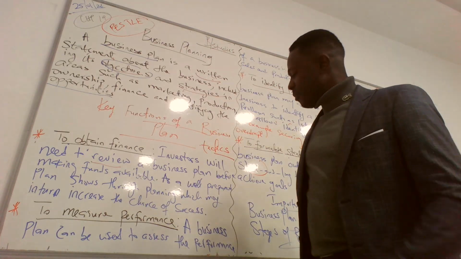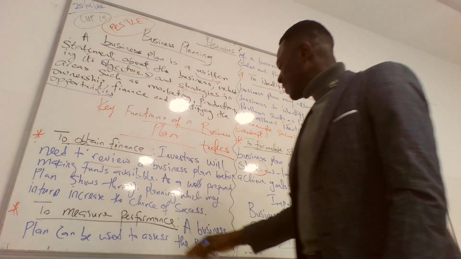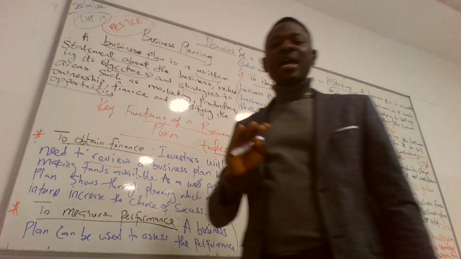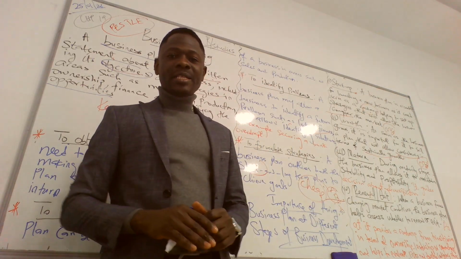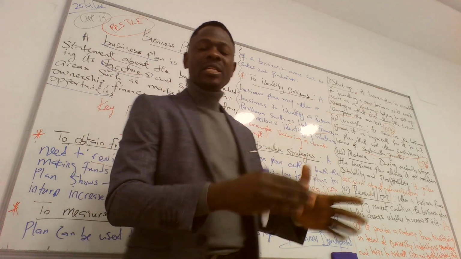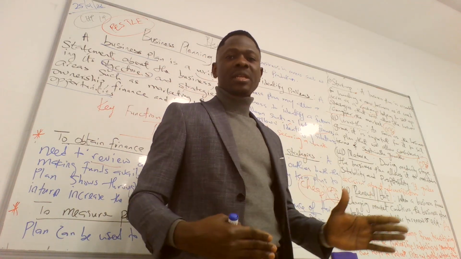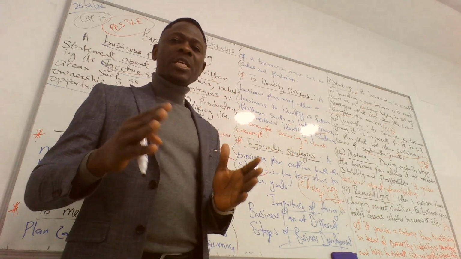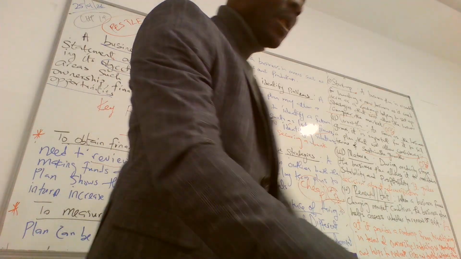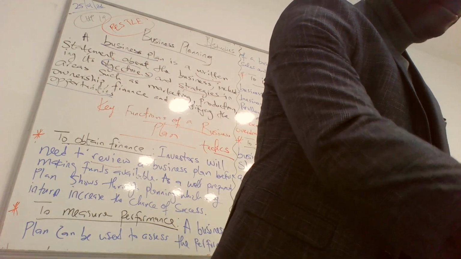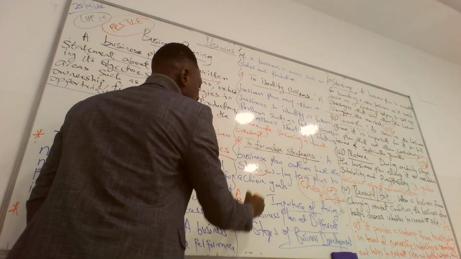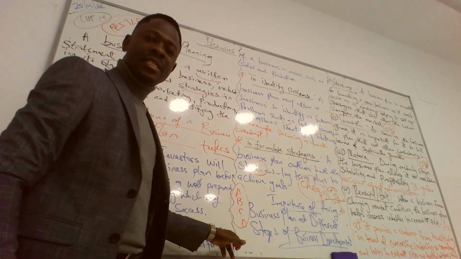Two, to measure performance. A business plan can be used to assess the performance of a business in areas such as sales and production. Another reason why we need a business plan is that it allows us to know where we are and where we are heading to, know our goals, our process. With a business plan, the plan is to achieve A, B, C, D. These are the goals that need to be achieved.